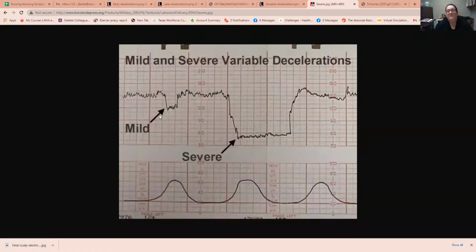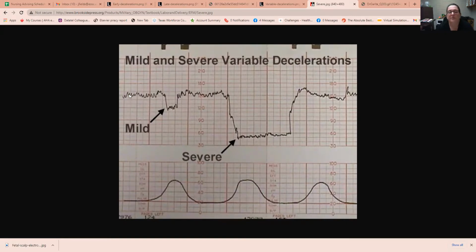So I want to show another strip that has mild and severe variables. Okay, and these tend to happen with the contraction, but not necessarily come back immediately. So this is a mild variable with this contraction. It's down to, looks like the baseline's 150, this variable's down to 120. Okay, it is a 30 beat drop, but it's still well within even the normal baseline range, and it recovers quickly. We also see moderate variability there.